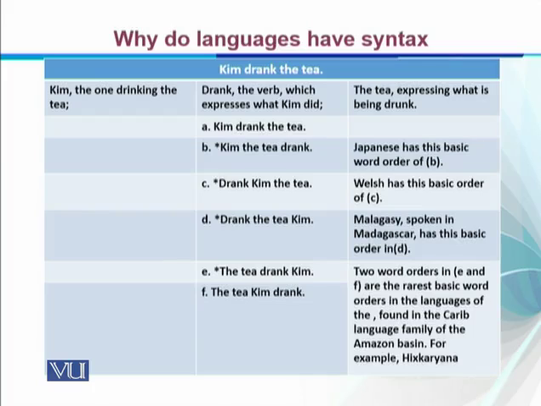But Kim the tea drank, that is B, is not found in English. But Japanese has this structure: subject, Kim, the tea, object, and drank, verb. Subject, object, and verb. Even in your own language, Urdu, we have the same structure: subject, object, and then verb.